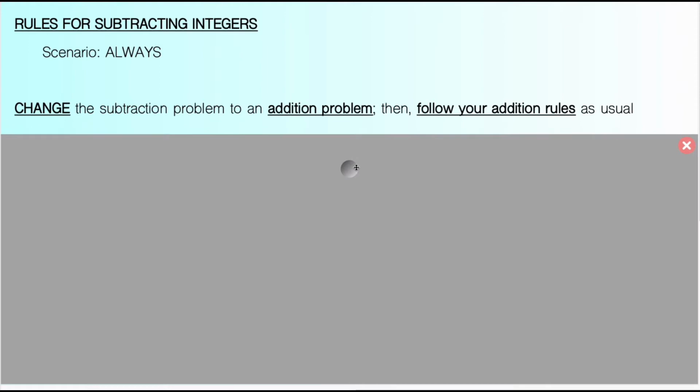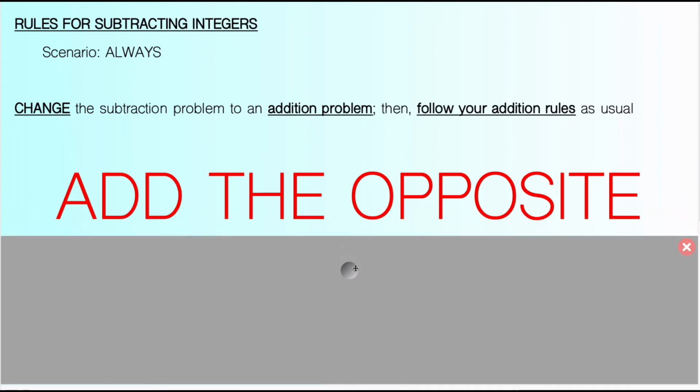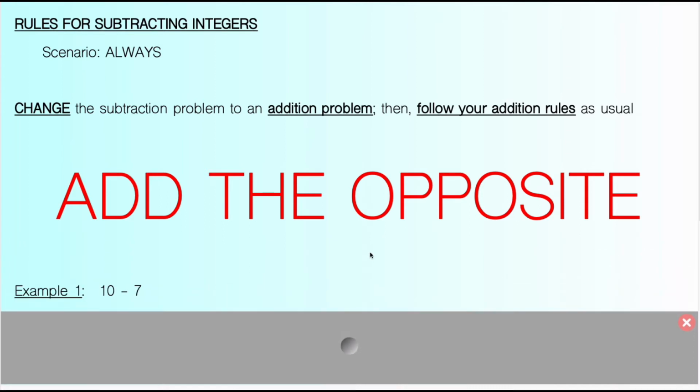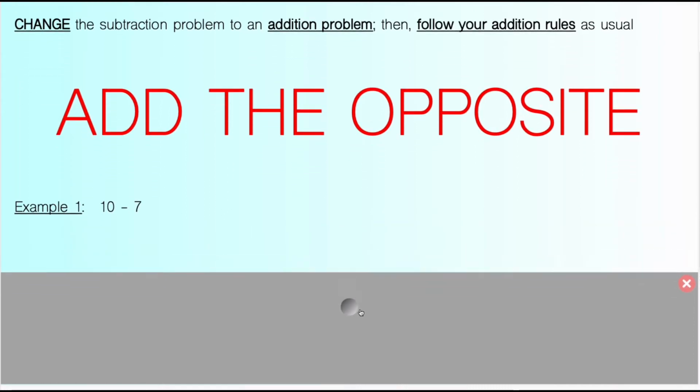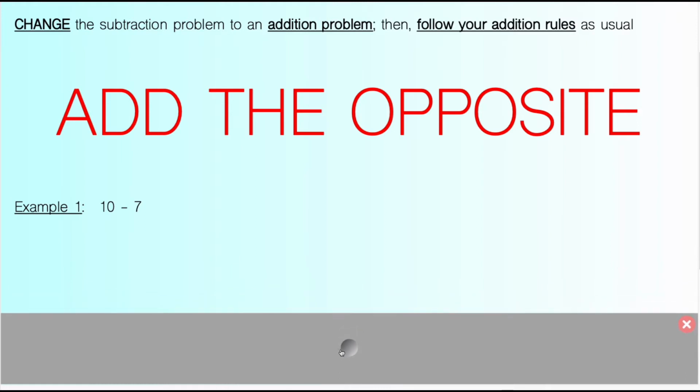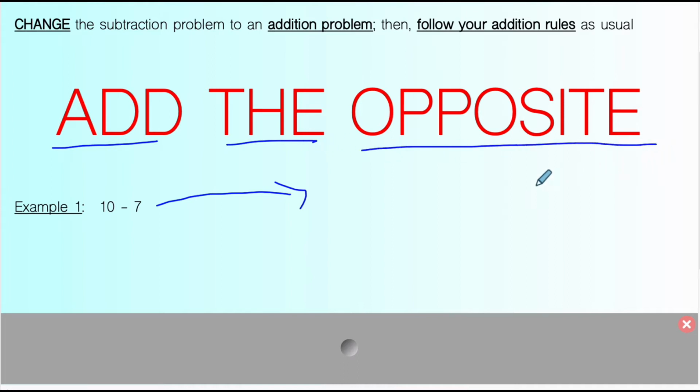How do you do it? 3 simple words, my friends. Add the opposite. And I'm going to explain what that means with a very simple example. So we all know the answer here. 10 minus 7 is 3. What I want to go over, though, is what is the addition problem that is related to this? Well, the way that you can find its related addition problem is I'm going to write a little arrow. We're going to turn this into addition. How do I do that? I'm going to add the opposite.